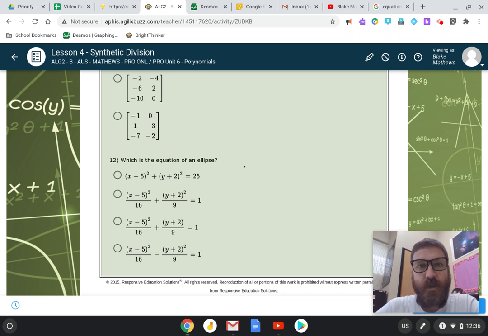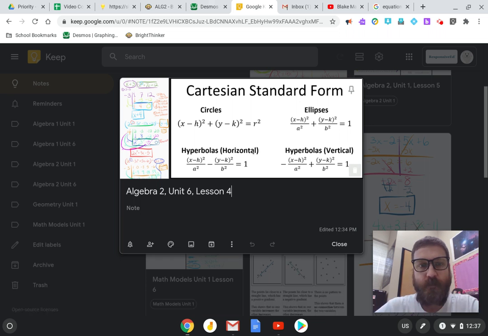Lastly, what is the equation of ellipse? This is dealing with identifying the different equations for what we call conic sections. So I have posted in the notes a little diagram telling you what the different graphs look like. Circles, ellipses, hyperbolas, and parabolas are the 4 options, and each one of these represents one of those graphs. So you need to find which one of these matches the graph of the ellipse. I'll just show you real quick what that looks like.